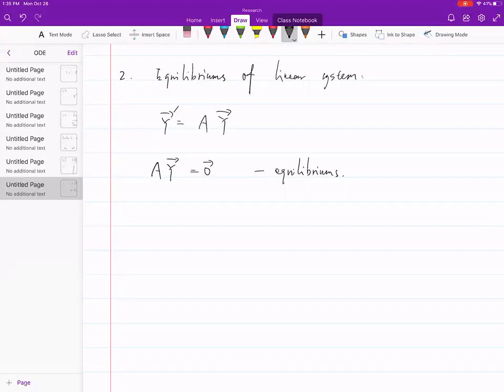Then, of course, what are you looking at? You're looking at something from linear algebra. A matrix times a vector equals 0. This corresponds to a homogeneous linear algebra problem. What's the solution? The solution will be the kernel space. That's where the connection starts to make sense. Where is your equilibrium? It's all in the kernel space of A.